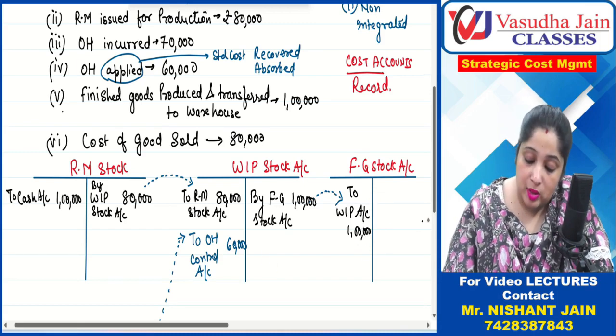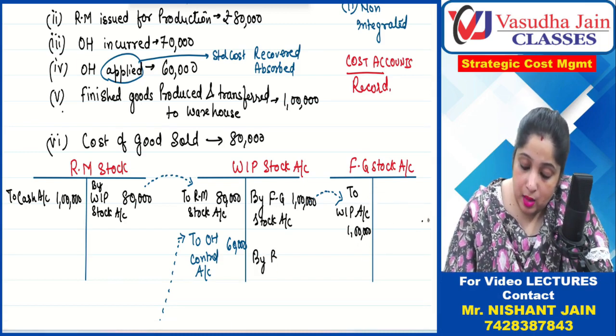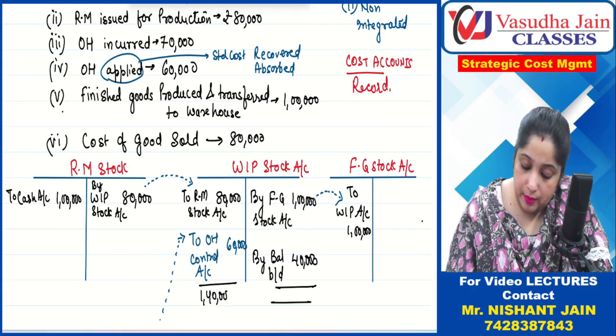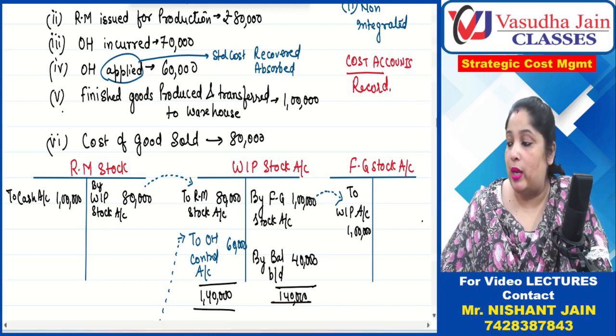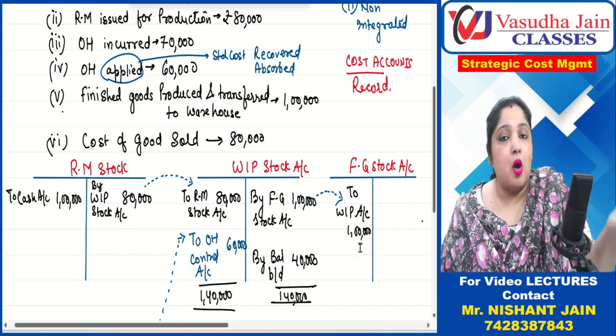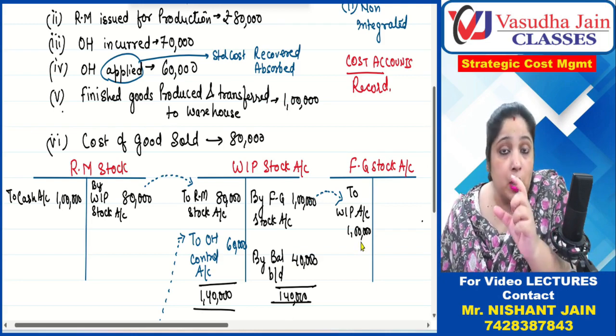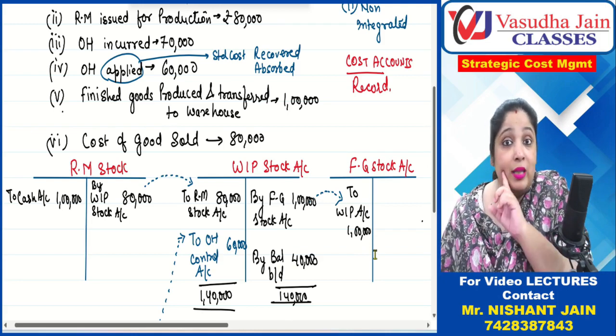Now my godown is representing my finished goods stock. Now I know how much is left by balance brought down. Work in progress, now balance is how much? 40,000 is left here. 1,40,000, and now finished goods stock is how much? 1 lakh. In godown, you can see the stock is worth 1 lakh, and this 1 lakh represents the standard cost of goods produced. Okay, not the actual cost.